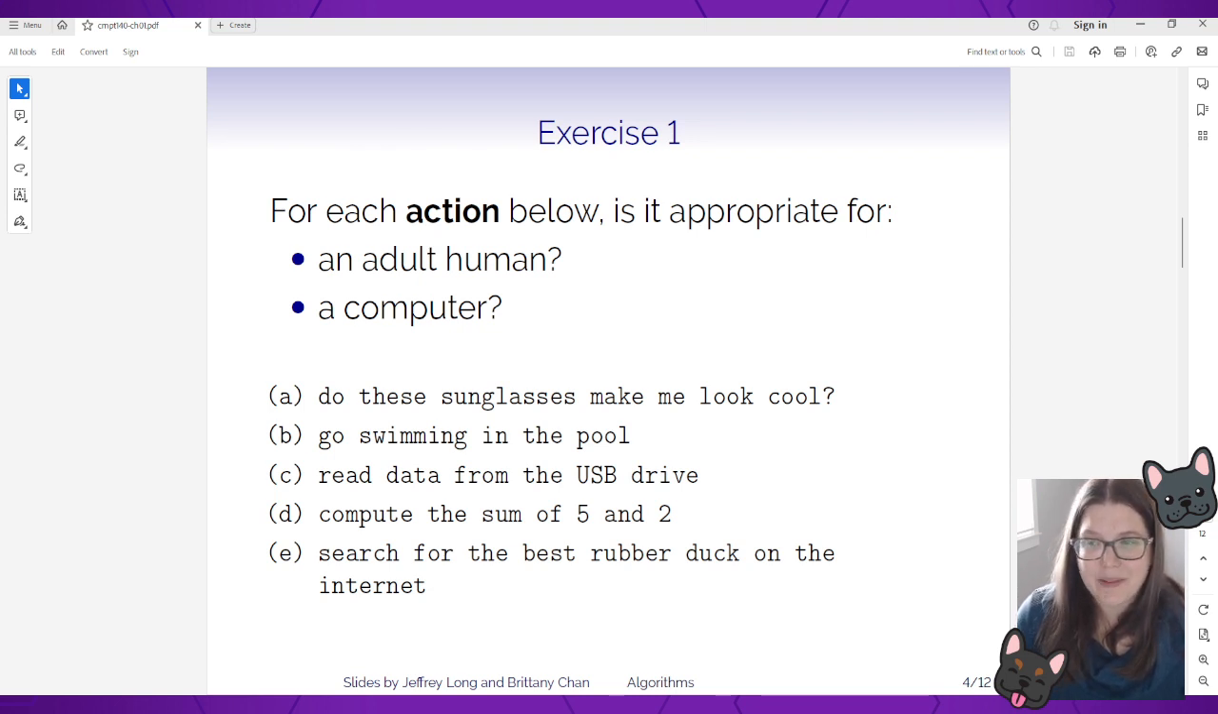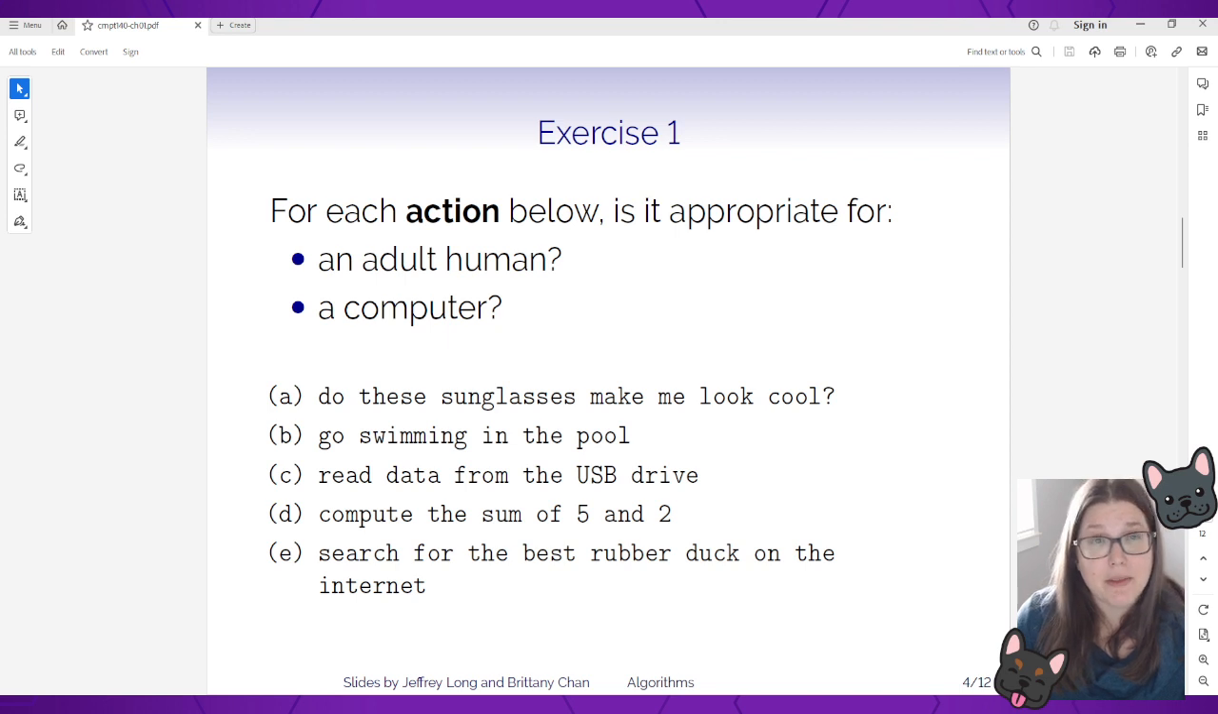And then we have E. Search for the best rubber duck on the internet. Well, when we think about it for a computer, they might not know what a rubber duck is. We would probably have to tell them, provide more details. So not quite self-explanatory when it comes to a computer.